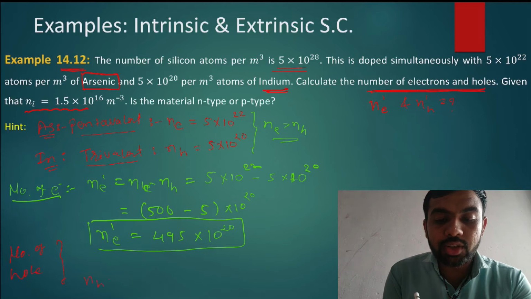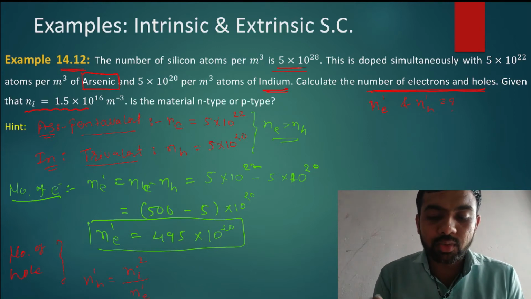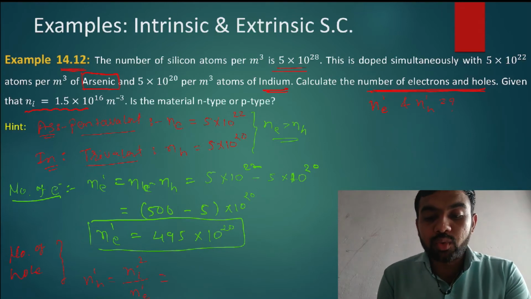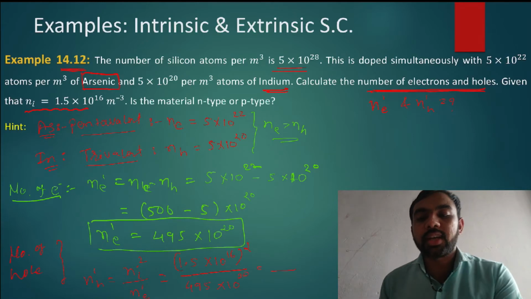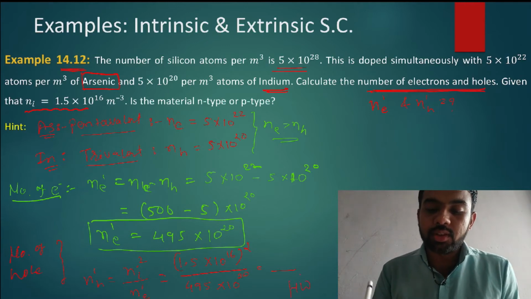See, NH times Ne is equal to Ni square, so NH dash is equal to Ni square upon Ne dash. What is Ni? Ni is equal to 1.5 into 10 to the 16, whole square, upon Ne dash, which is 495 into 10 raised to 20. You just find this answer by yourself. So this is homework.